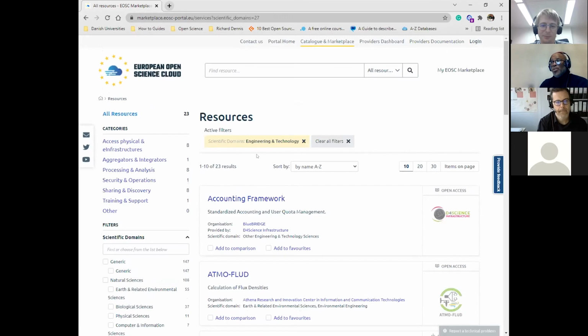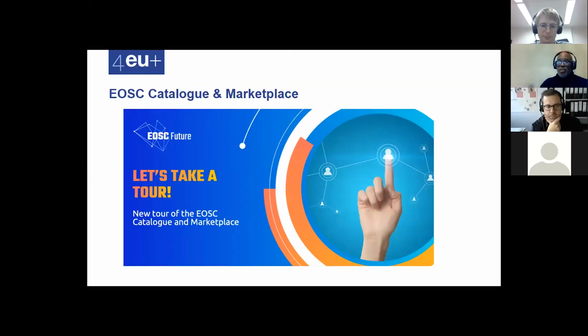But as you can see here, as it stands now, this is the portal of different catalog and different services and marketplace. So that's sort of a small sampling of the European Open Science Cloud as it relates to catalog and marketplace.